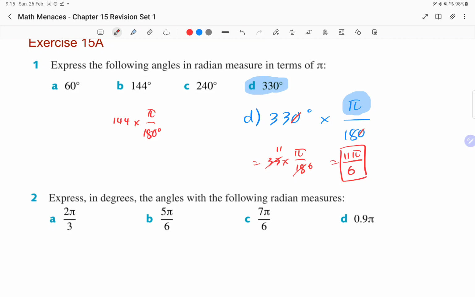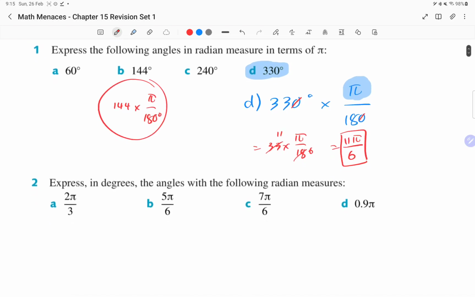Is that the answer for B? You work that one out, okay? Because if you get this in the exam, you won't get a nice angle like 60 or 120. How do you simplify this one? This one's funky. Just divide the two numbers, 144 and 180. Divide both of them. Just find out that they're divisible by 3, for example.